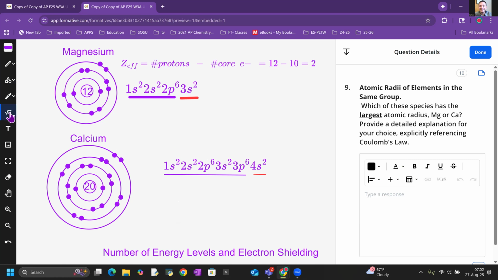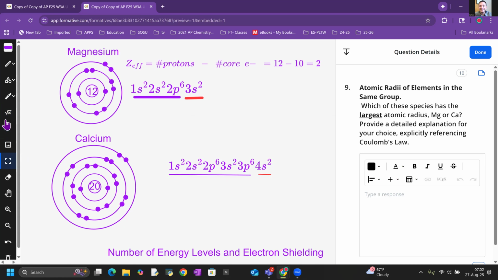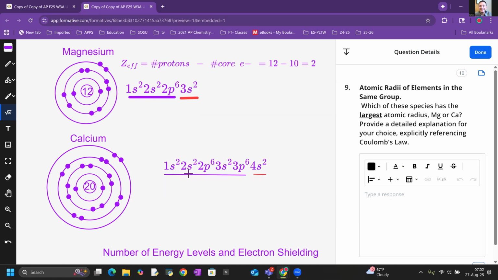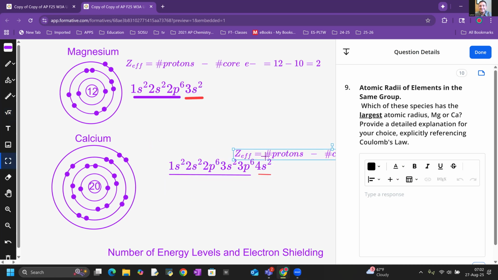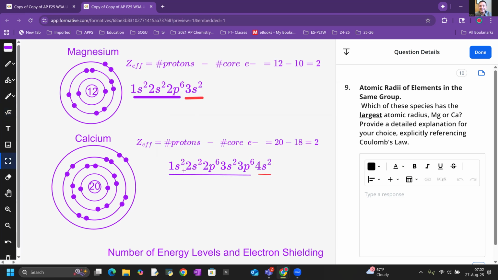And then we can also calculate our effective nuclear charge for calcium. And calcium has 20 protons, but how many core electrons does it have? Does it still have 10 core electrons like magnesium? Well, let's count. 2, 4, 10, 12 plus 6 is 18. So it has actually 18 core electrons. And so its effective nuclear charge is 2.